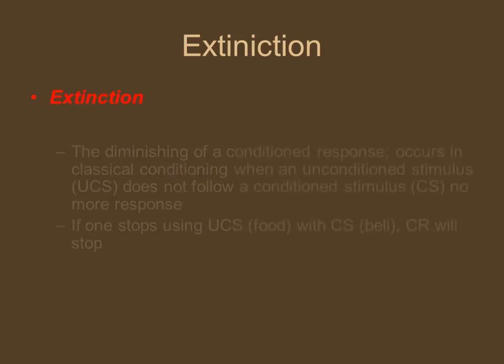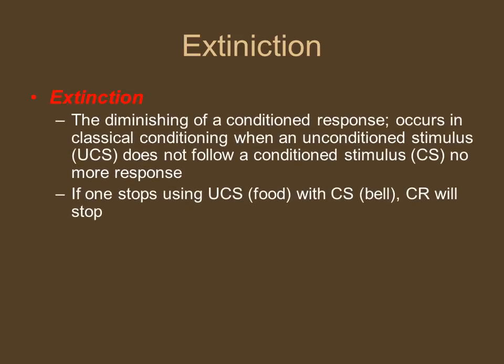Extinction is the diminishing of a conditioned response. So after you stop pairing the bell and the food together, the dog will not respond anymore. It occurs in classical conditioning when an unconditioned stimulus, the UCS, does not follow the conditioned stimulus, the CS, so there's no more response. If one stops using the food with the bell, then the salivation is going to stop when it hears the bell.